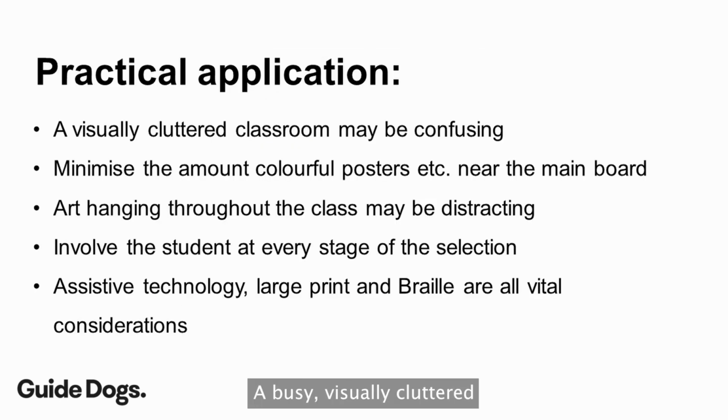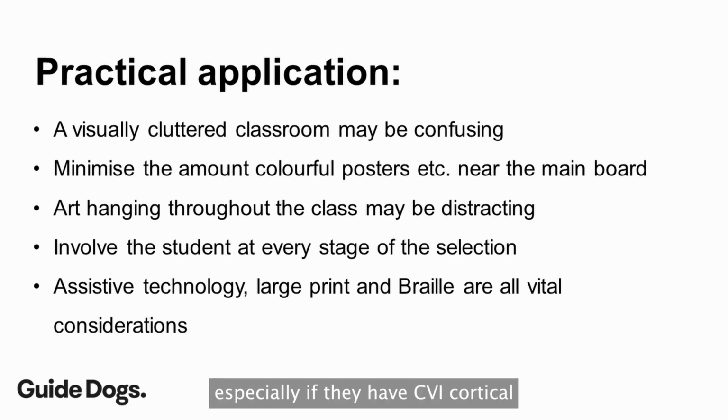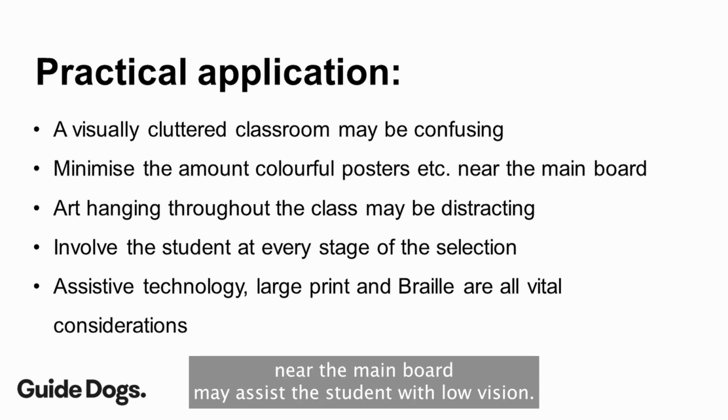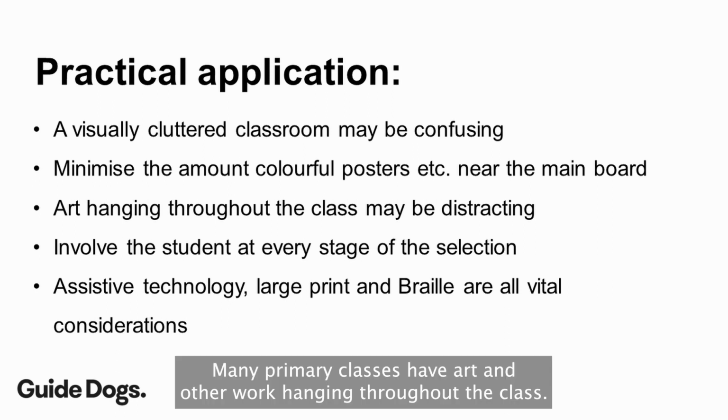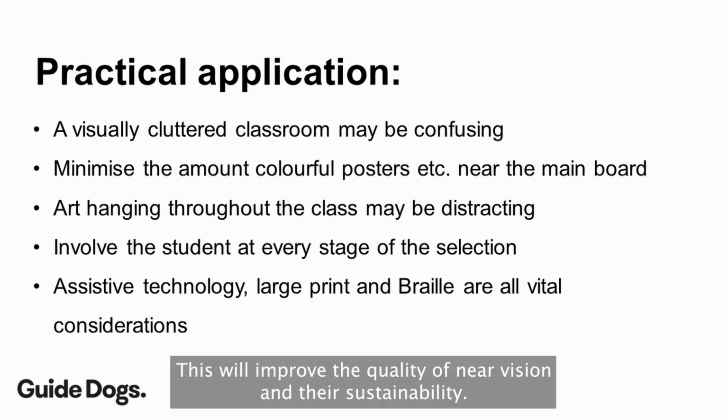Practical tips. A busy, visually cluttered classroom may be very confusing for a student with low vision, especially if they have CVI, cortical or cerebral vision impairment. Minimising the amount of colourful posters, etc. near the main board may assist the student with low vision. Many primary classes have art and other work hanging throughout the class. This may be distracting for a student with low vision. Minimising it will improve the quality of near vision and their sustainability.